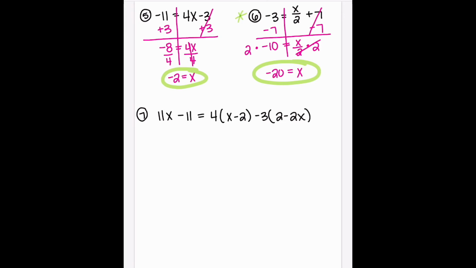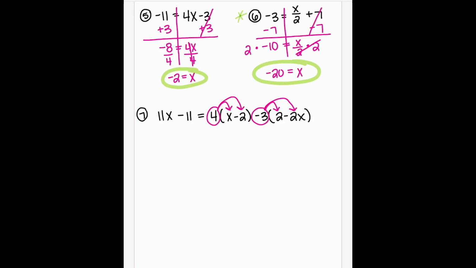Number 7 is a little bit longer, but it's the same process for a multi-step equation. We're going to distribute, combine like terms, move the variable to the left and constants to the right, and isolate that x. So first, let's distribute since we have two sets of parentheses. We're going to multiply 4 times x and 4 times negative 2. And notice that I'm going to multiply negative 3 times 2 and negative 3 times negative 2x.